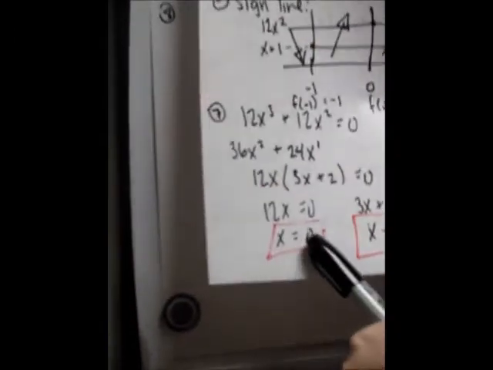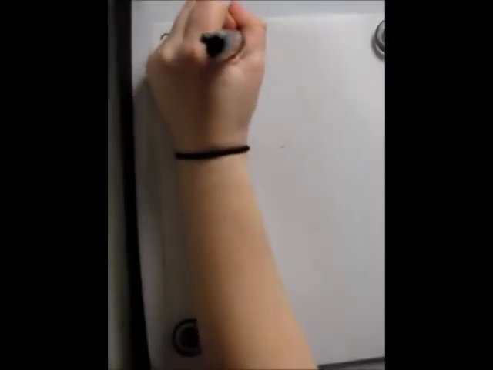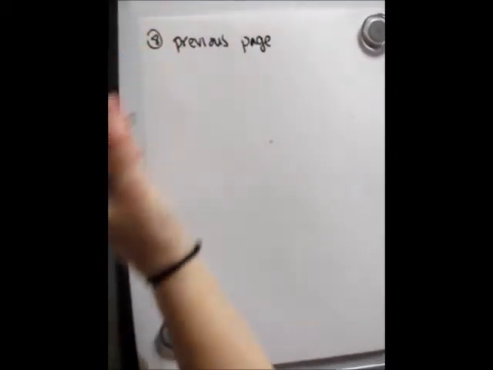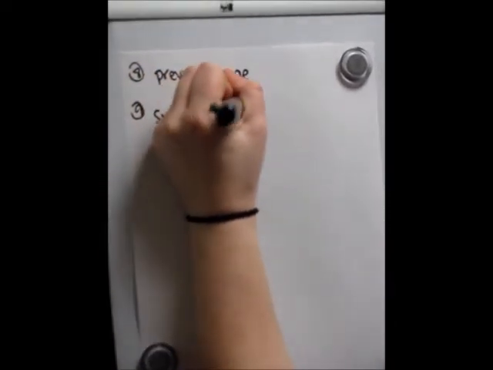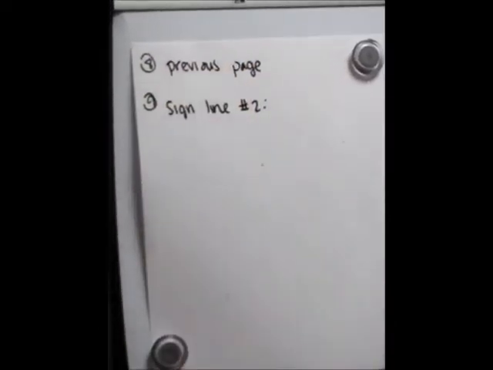Step 8 will be finding the critical values for the second derivative, which is what you found, which is 0 and negative 2/3. So we'll write previous page again. Your step number 9 is going to be finding the sign line of your second derivative. So we'll call this sign line number 2.